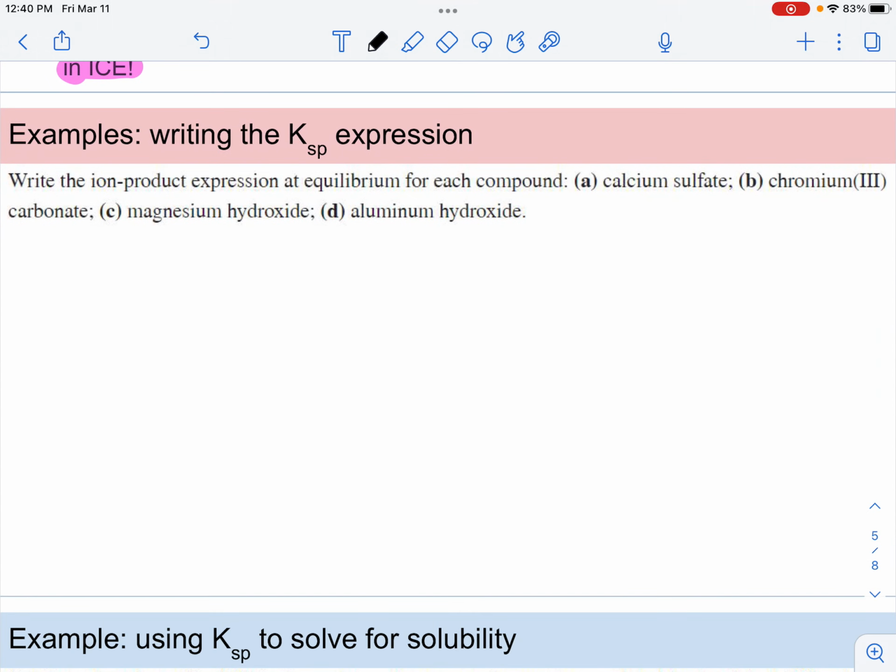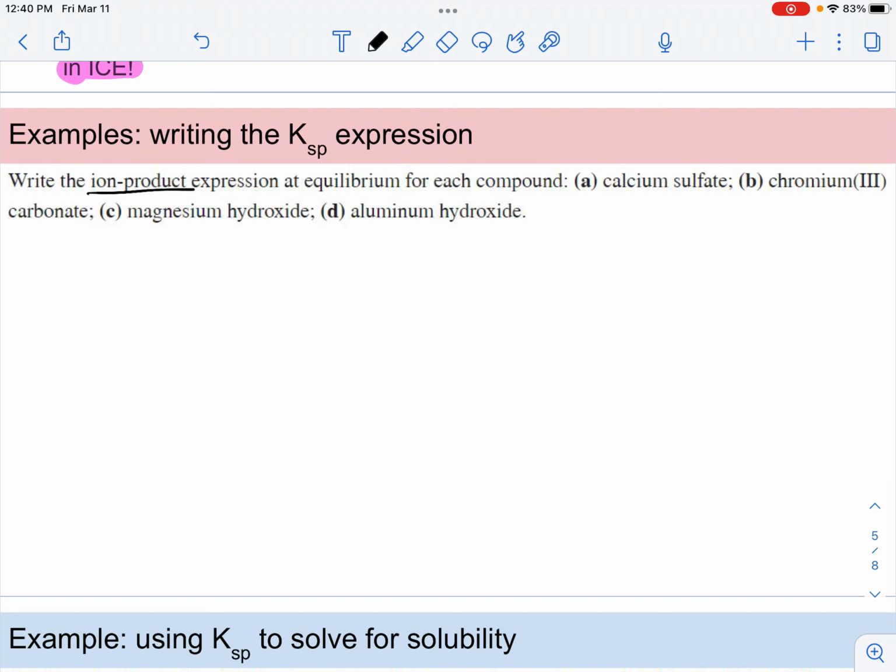So the first thing that's important is that you need to be comfortable writing the chemical equation that goes with a solid dissolving into ions, and then write the KSP expression from that. So I'm going to do the first few for you, and then I'll let you stop the video, and you can come back and try them yourself, and then check them when you've done that. So let's do the first one together.